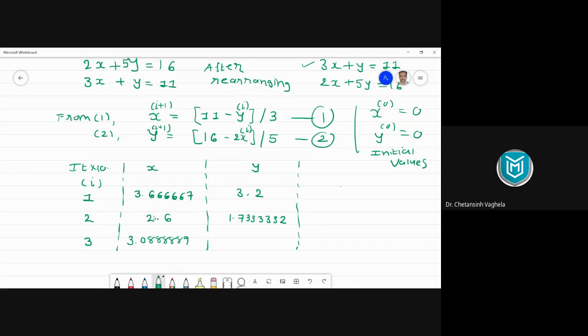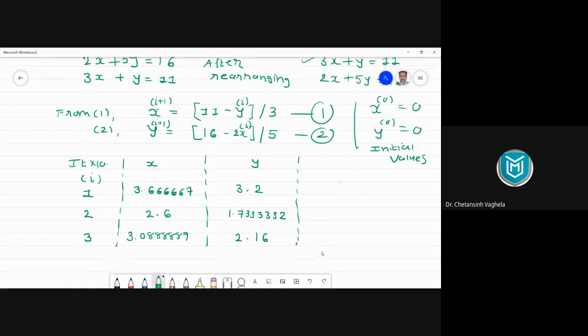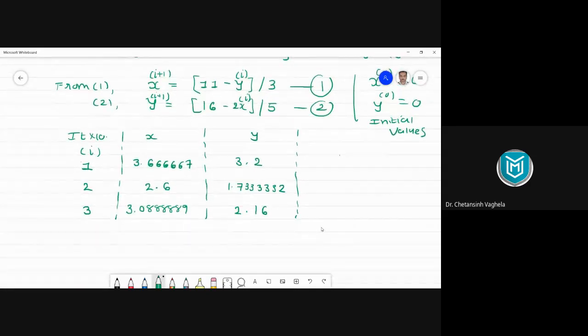Okay, Nidhi says the next y value is 2.16. What about others? Do others have the same values as Nidhi, or anything else? Is everyone getting 2.16 for y? Okay, Raj is also getting 2.16, so it is 2.16. Right, so this is our third iteration. Now similarly, we should go for the fourth iteration, fifth iteration.